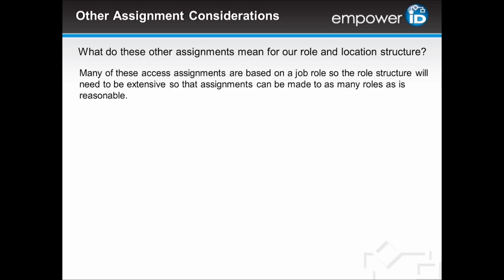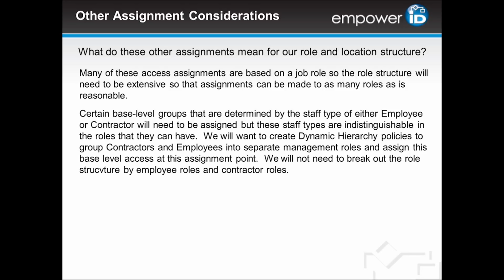without having to have requestable for everything. Now, certain base level groups that are determined by the staff type of either employee or contractor will need to be assigned, but these staff types are indistinguishable in the roles that they have. Now, we'll want to probably create dynamic hierarchy policies to group contractors and employees into separate management roles, and then assign these base level access assignments at this particular anchor point, whether they're in a management role for employees or a management role for contractors.